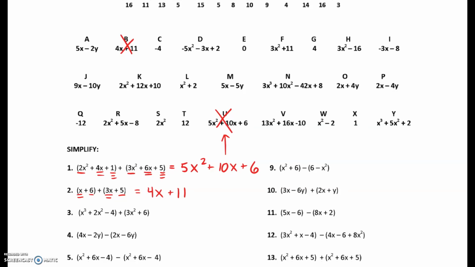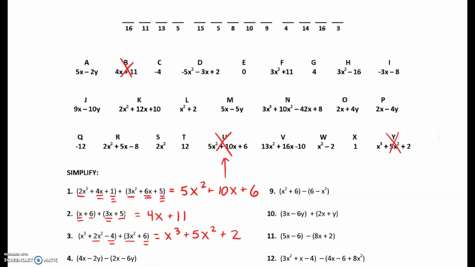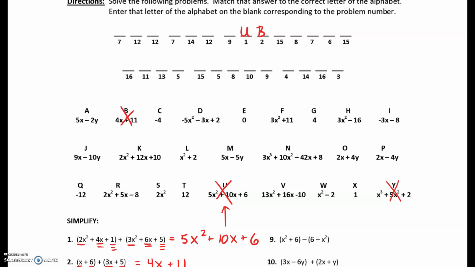Moving on to number 3, you will notice you have x to the third, but there is no other term with x to the third, so that will remain x to the third. You have 2x squared and 3x squared. When you add 2 and 3, you will get 5x squared. And you have two numbers, -4 and 6, which would give us a +2. If you notice, that solution is under the letter Y, which means we got number 3 right. And if we come up here to number 3, we're going to fill in the letter Y on the blanks.